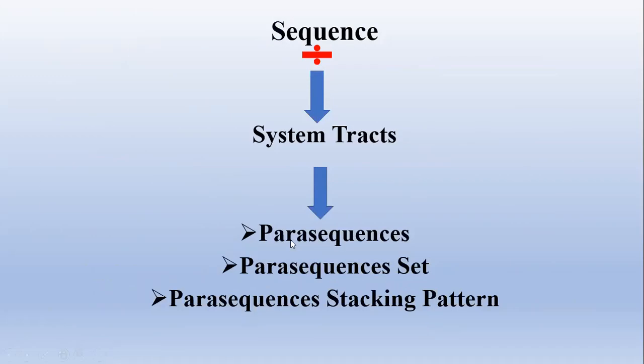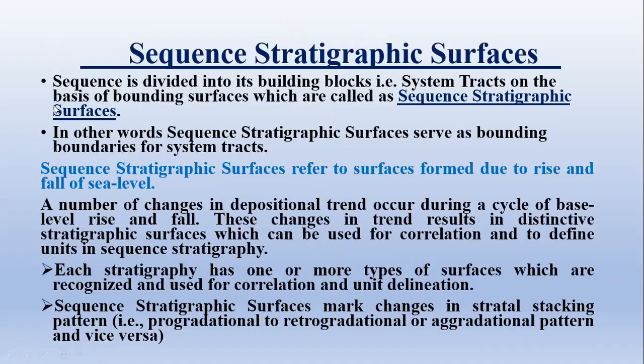Now, what are the sequence stratigraphic surfaces? As we discussed earlier, sequence stratigraphic surfaces serve as boundaries for the system tracts. So, a sequence is divided into its building blocks, that is system tracts, on the basis of bounding surfaces, which are called sequence stratigraphic surfaces. In other words, sequence stratigraphic surfaces serve as bounding boundaries for the system tracts.